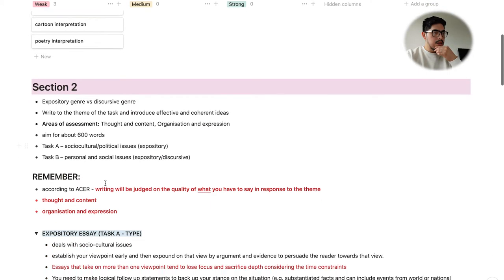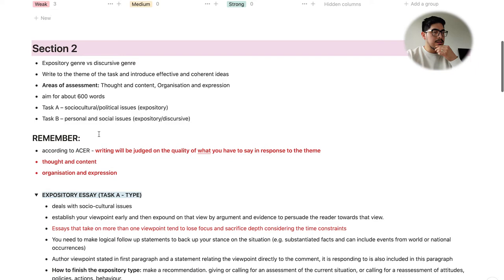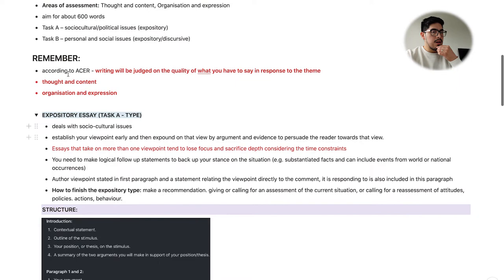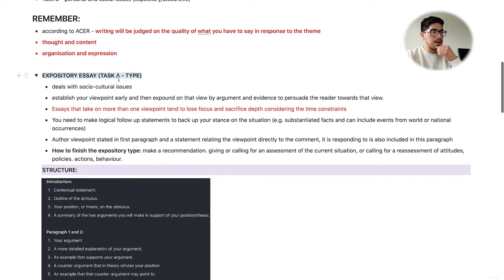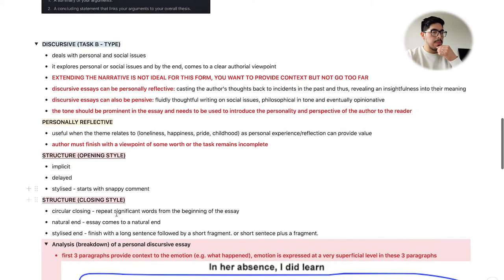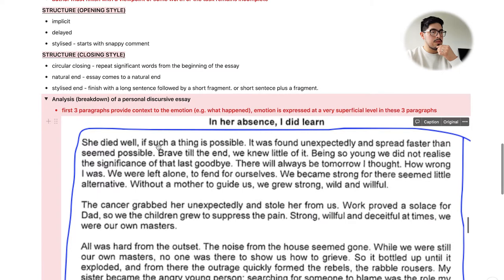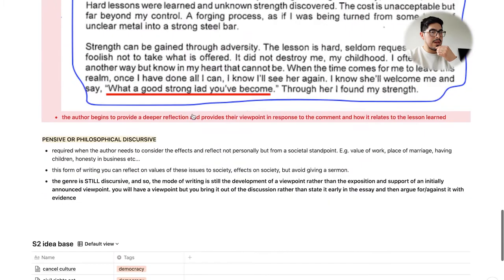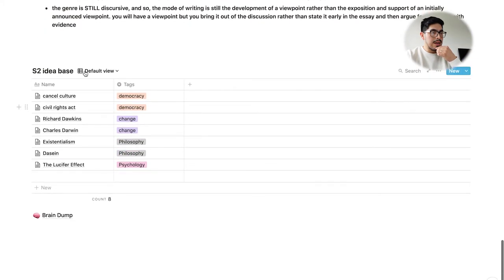Section two, some of the key points about section two: the different types of essay writing involved, some of the stuff that I needed to remember, task A, examples with the structure, task B as well, structure, opening, closing styles, examples of how people would write discursive essays, and so on. And then also idea base. For section two, a lot of it is that we need to come up with essay ideas on the spot. So these are some of the things that I came across.